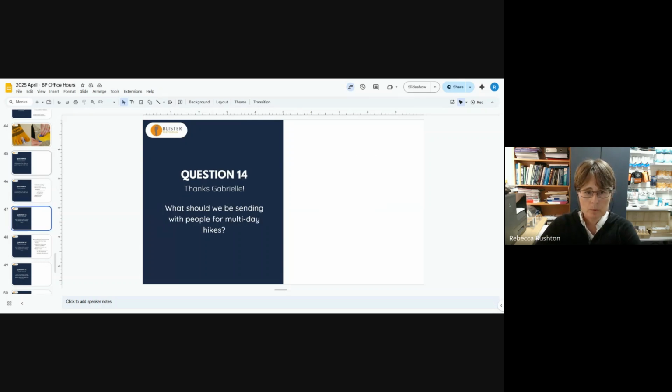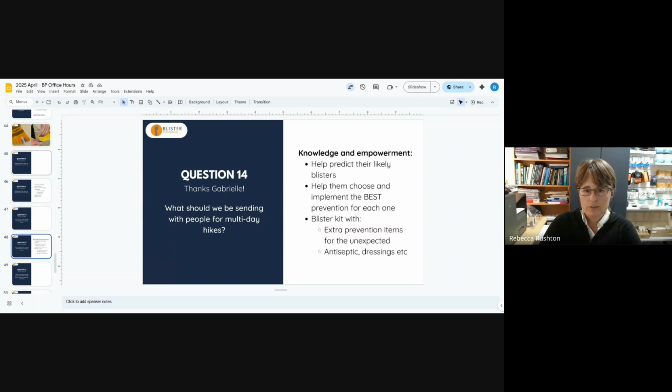Gabriel asks, what should we be sending with people for multi-day hikes? Send them away with knowledge and empowerment. Basically, our patients are completely disempowered when it comes to blisters, and they really are all at sea in terms of their knowledge. Understandably, because to be honest, so are we to a fair degree. Every blister is preventable, and I don't say that lightly. It's just the case.